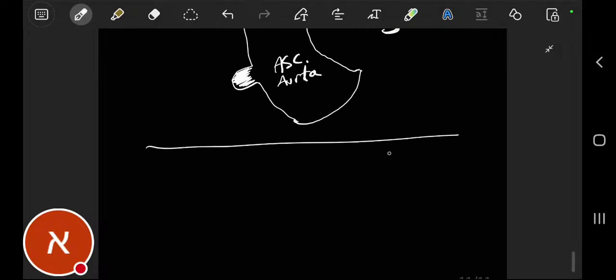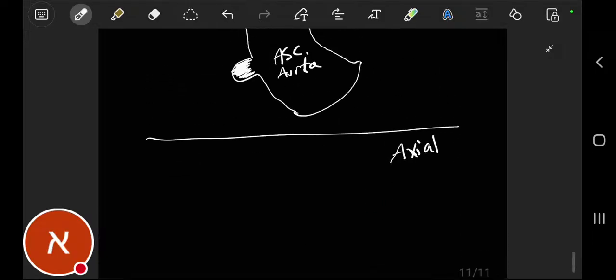Now on axial imaging, we have the aorta right over here, and we have some pouching like this.